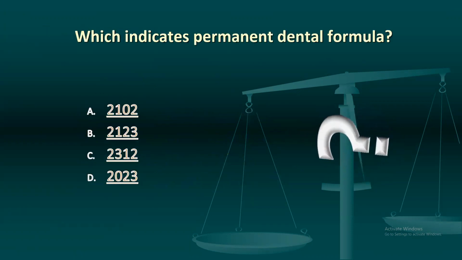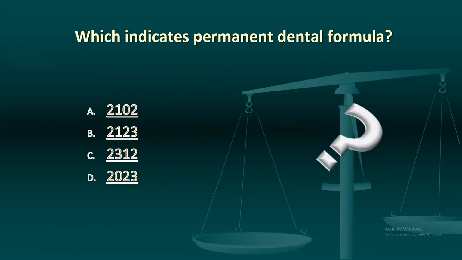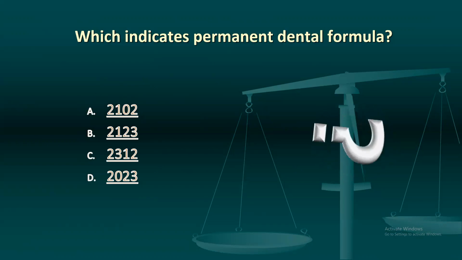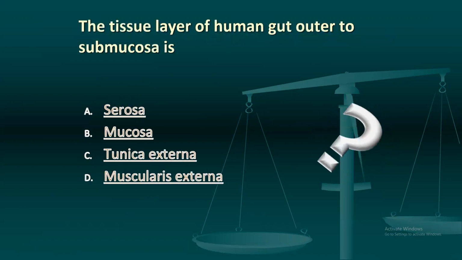It is followed by which indicates permanent dental formula. So try to understand. 2102 by 2102 indicates dental formula for milk teeth. 2123 by 2123 indicates dental formula for permanent teeth. So the answer for this question is option B, 2123 by 2123 twice.